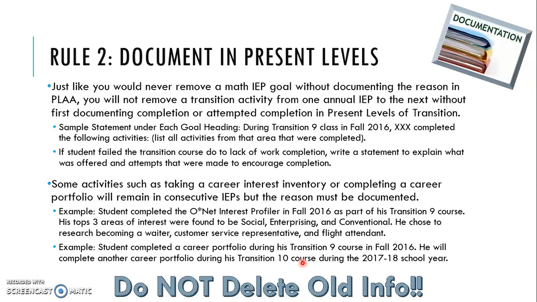So we want to have a running document. Do not delete any of the old information. If there's information in there, hopefully there's dates. We need to make sure things are dated. If you don't have a specific date, you can put something like fall of 2016. If you know that the previous teacher did that right before the IEP, you can say in April 2015 they took the O-Net Interest Profiler. Just try to have as much information for that running record in there.